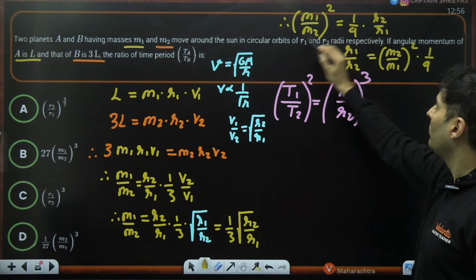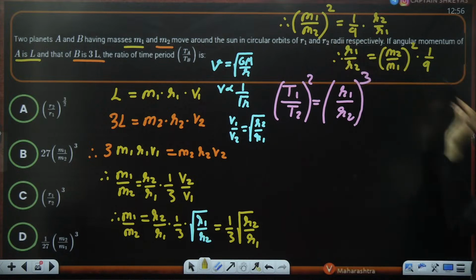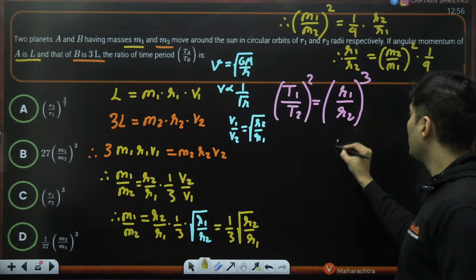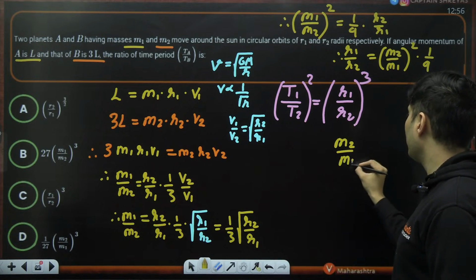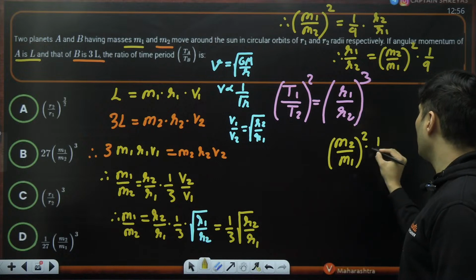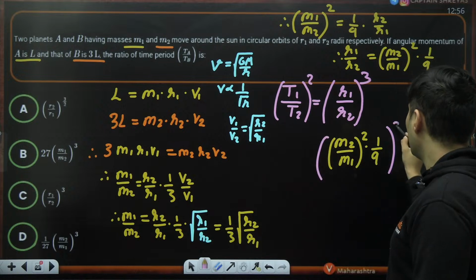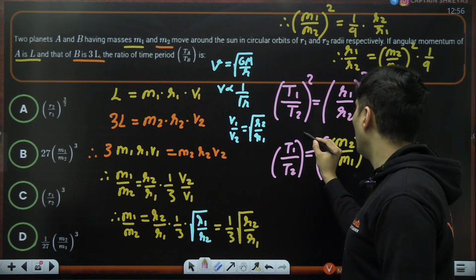Take R1 on the top, take R2 below. 9 is as it is. M2 goes on the top, M1 comes below. So now substitute it over here instead of R1 by R2. So it will be (M2/M1)² into 1/9. And this is the whole cube, of course. And this is (T1/T2)².